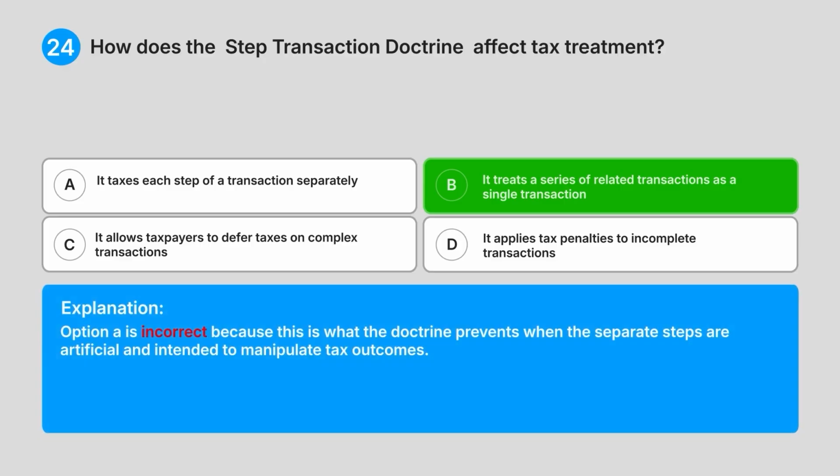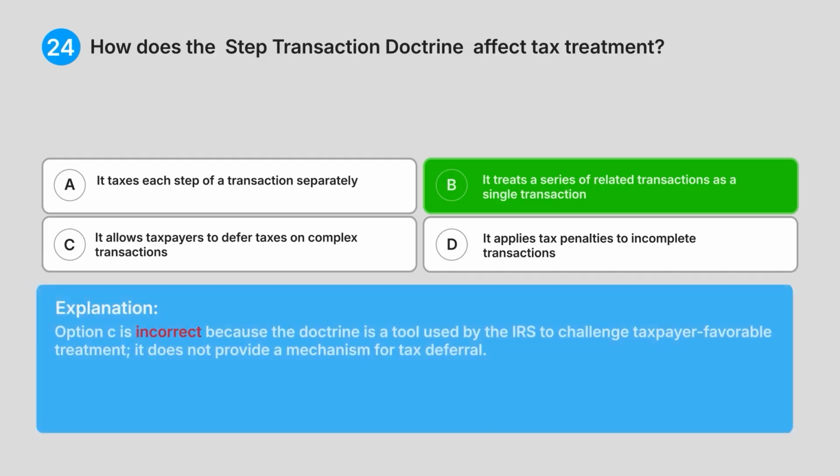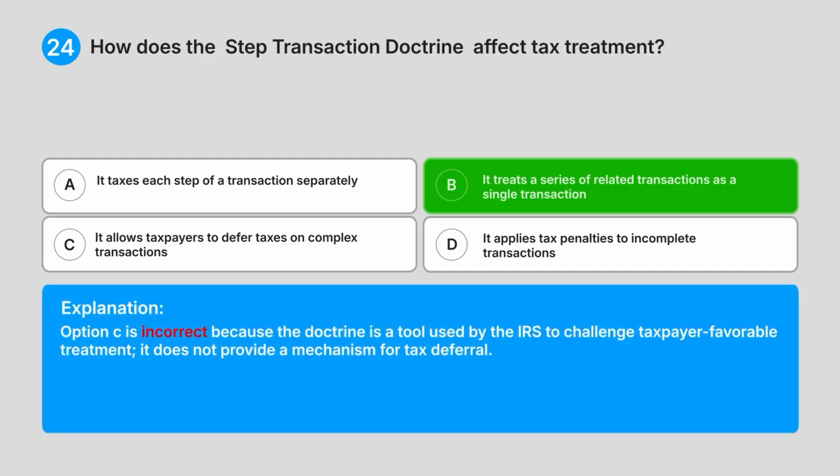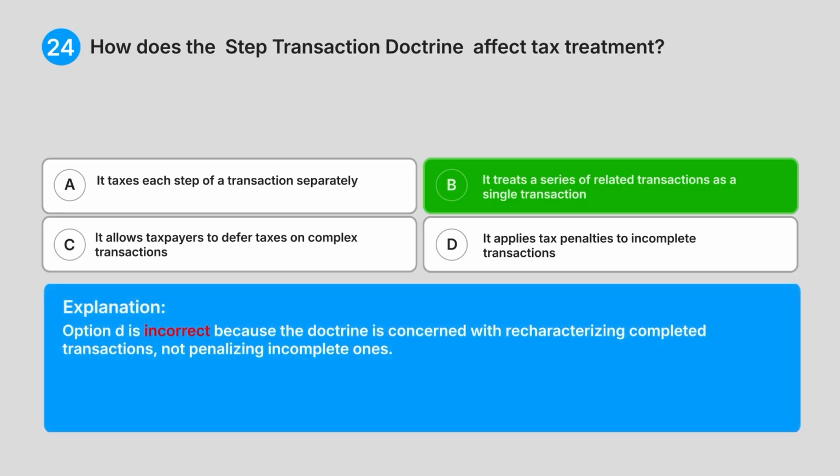Option A is incorrect because this is what the doctrine prevents when the separate steps are artificial and intended to manipulate tax outcomes. Option C is incorrect because the doctrine is a tool used by the IRS to challenge taxpayer favourable treatment. It does not provide a mechanism for tax deferral. Option D is incorrect because the doctrine is concerned with recharacterising completed transactions, not penalising incomplete ones.